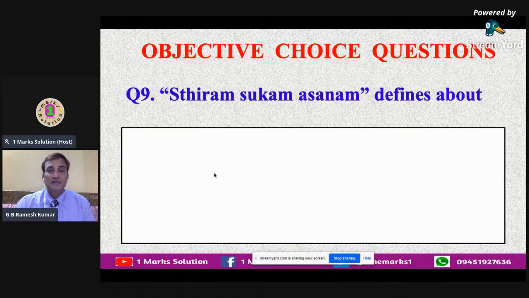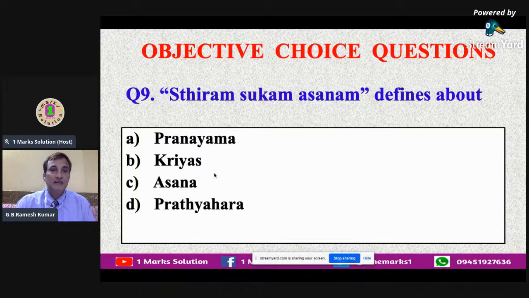Sthiram, sukham, asanam: this statement defines which of pranayama, kriyas, asana, and pratyahara? Now, it's not about pranayama. Pranayama deals with breathing, your breathing exercises. Kriyas are activities or actions in yoga. And pratyahara is a different thing, to improve our focus and concentration. Whereas this is related to asana. So the answer is asana.